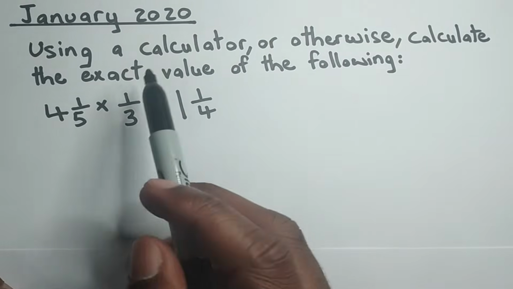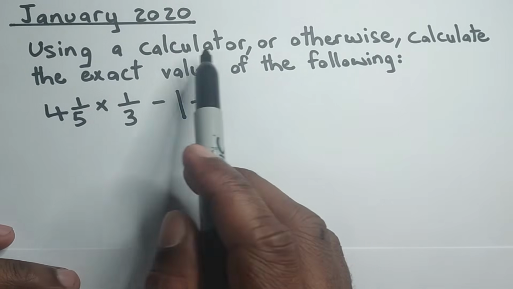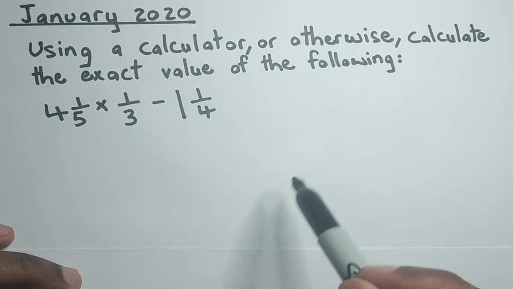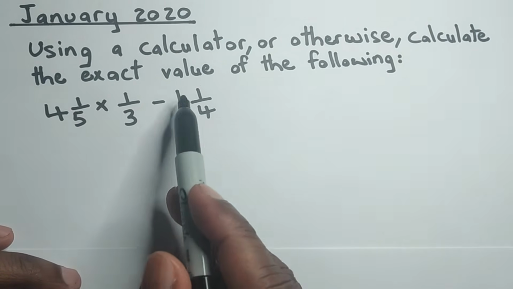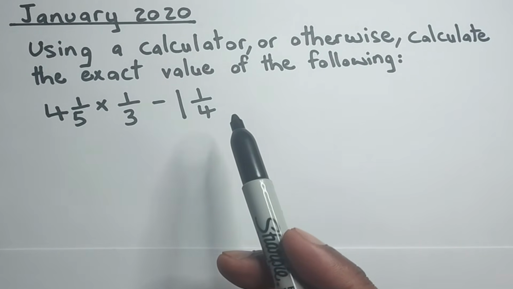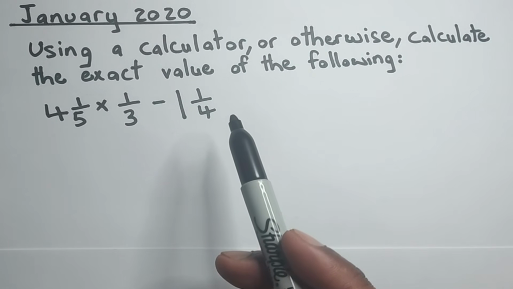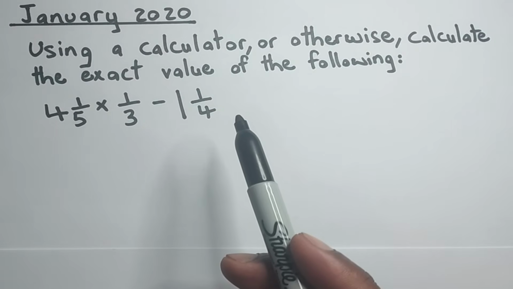Now here we have January 2020. And this asks us, using a calculator or otherwise, calculate the exact value of the following: 4 and 1 over 5 times 1 over 3 minus 1 and 1 over 4. So this is the most recent fractional question that was given on the CXC exam, paper 2 that is.